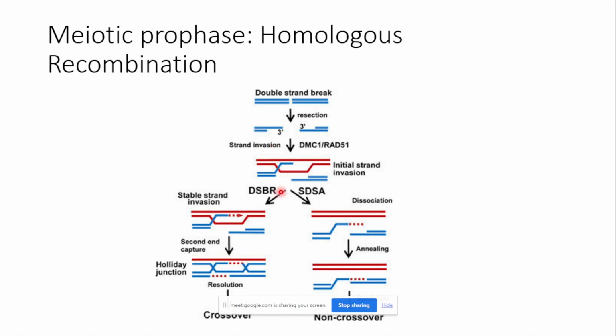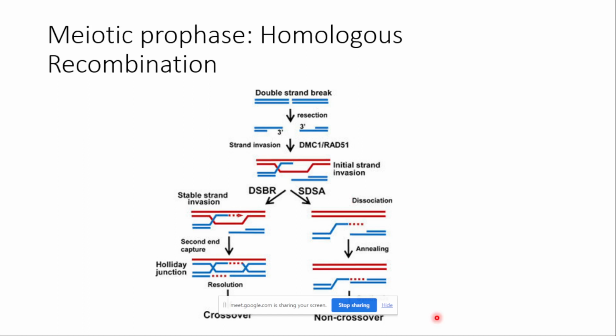Okay, the strand has been invaded, but after that the strand will be dissociated from here. Before the dissociation, this strand acts as a primer, and it can form DNA here by extending the 3' end. After DNA synthesis, it will be dissociated along with these red lines. So after the dissociation, annealing should be done.